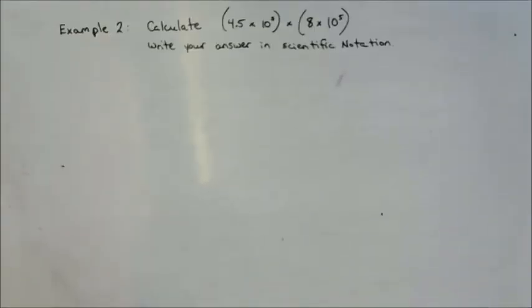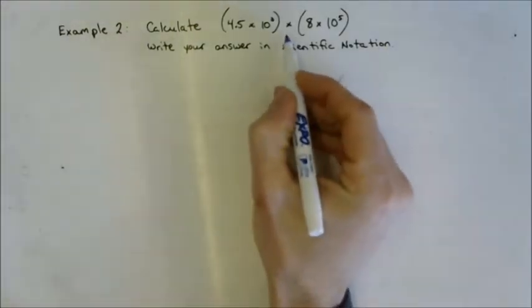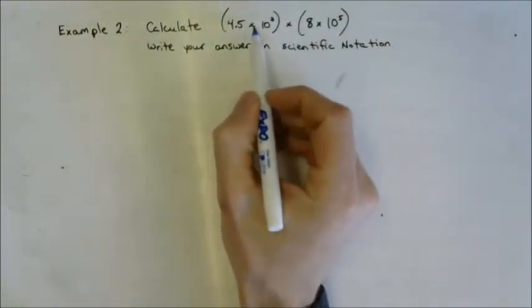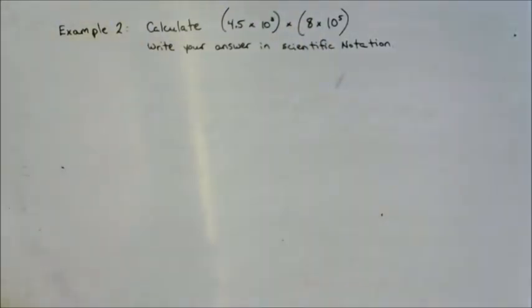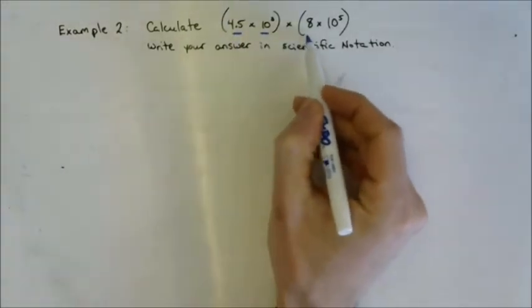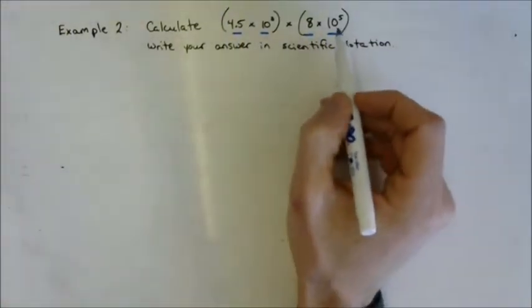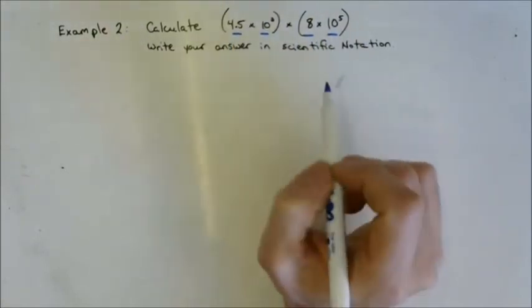Okay, in example 2, we're told to calculate this expression using powers of 10. Both of these pieces are already in scientific notation, but we need to multiply them together. So what do you notice about the operator here, and the operator here? It's all multiplication. There's a rule in math called the commutative property. There's a commutative property of addition and of multiplication. It means that any of these pieces you can record in whatever order you want. You can do the operation in whatever order you want because it's all multiplication.